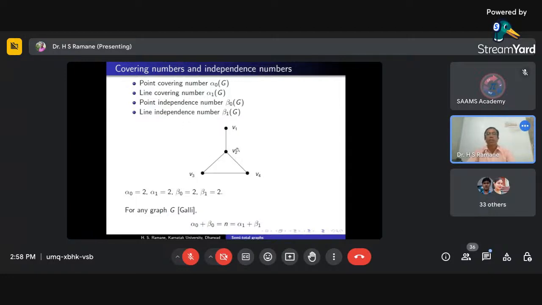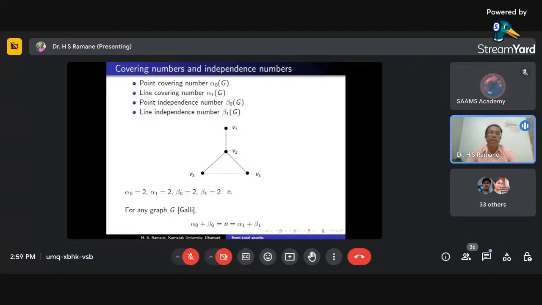So for this graph, alpha naught is 2. Minimum 2 points are needed here to cover all the lines. For example, this middle point V2 covers this line and V2 V4. Now one line is left, so to cover that we require one more point. Either you can take V3 or V4. So 2 points are needed here, so the point covering number of this graph is 2.